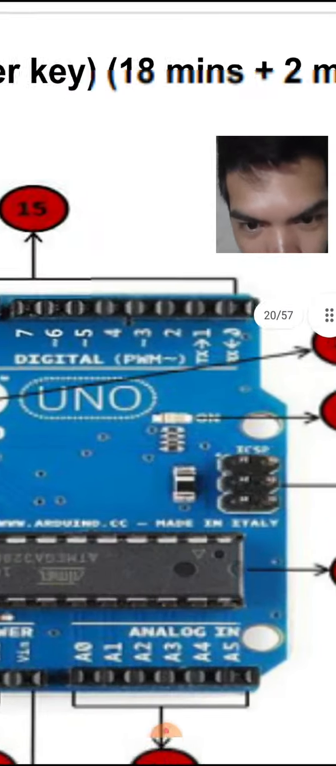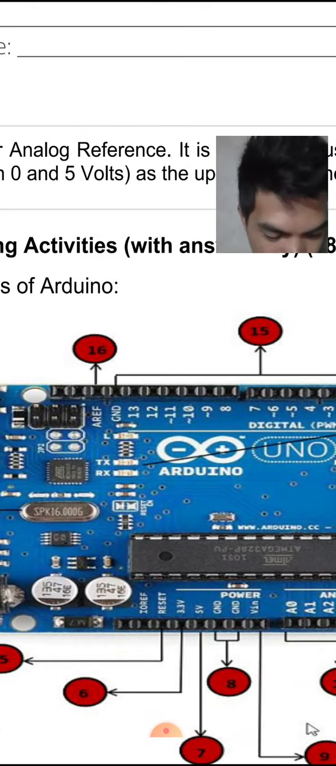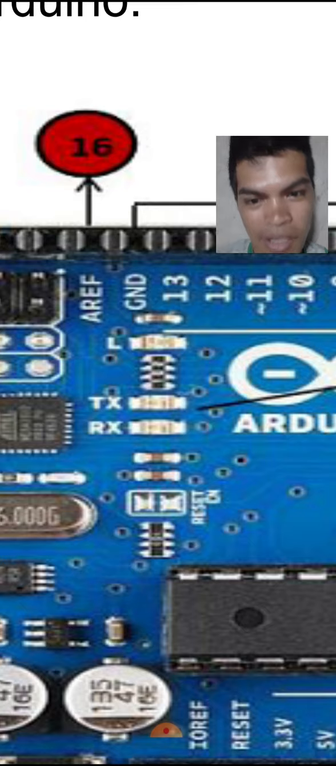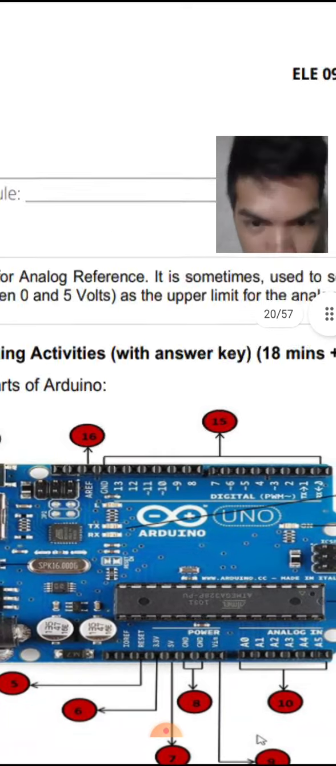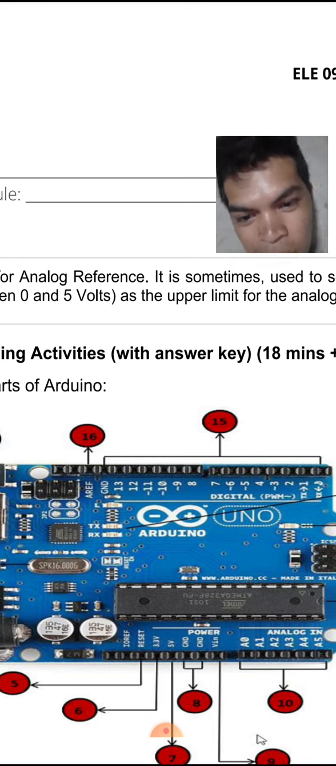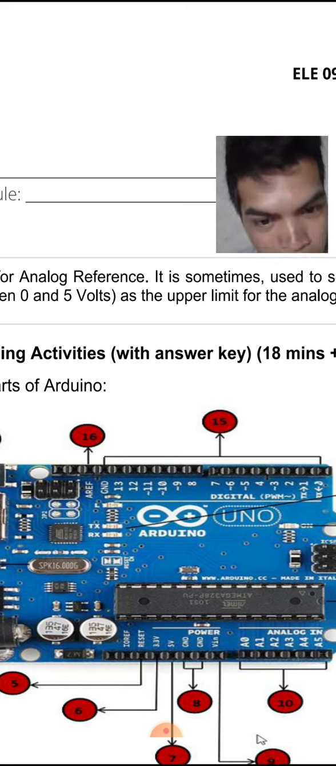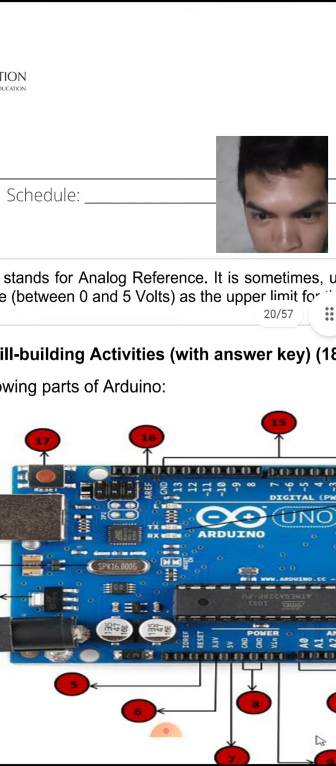Number 13, we have power LED indicator. Number 14, we have TX and RX LEDs. Number 15, the digital pins: GND, 13, 12, 11, 10, 9, 8, 7, 6, 5, 4, 3, 2, TX 1, and RX 0. These are the digital I/O.